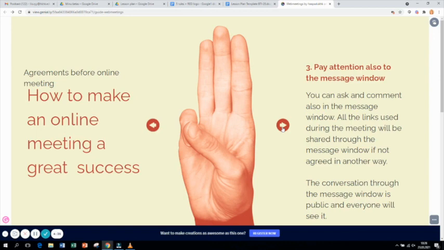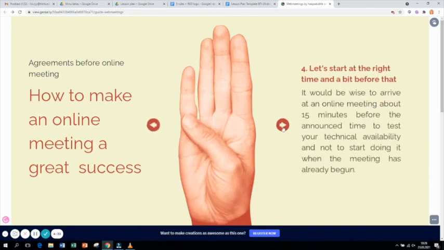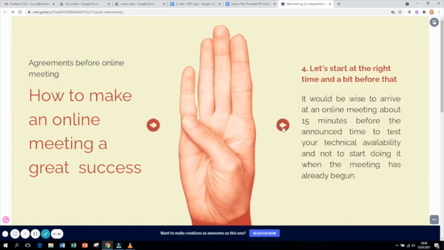Rule number 4. Let's be ready at the right time and maybe also a bit before. This rule is for the ones who are chairing the meeting, or also for the ones who are attending a meeting or a lesson. So you have to be sure that you have the internet connection, that your microphone and camera are working, that you have all the necessary things that you need for the lesson or for the meeting, and that the link of the lesson or meeting is working.